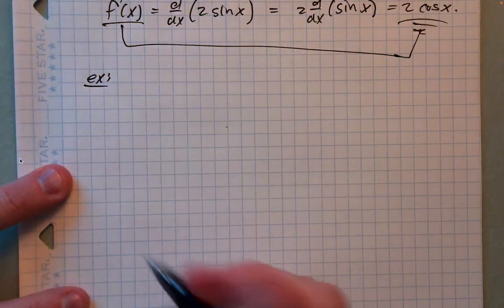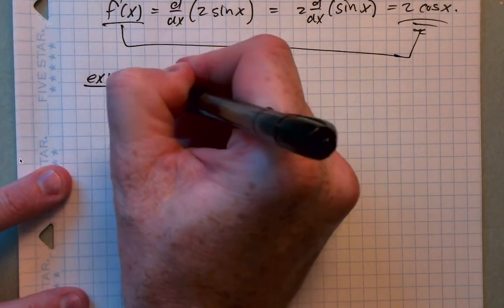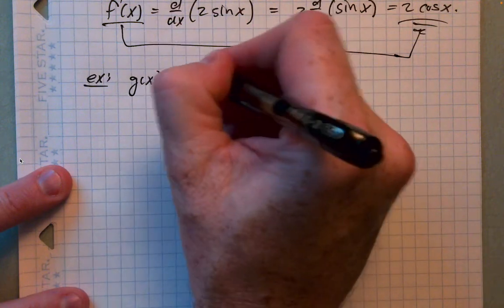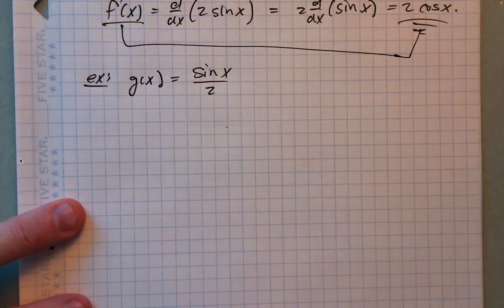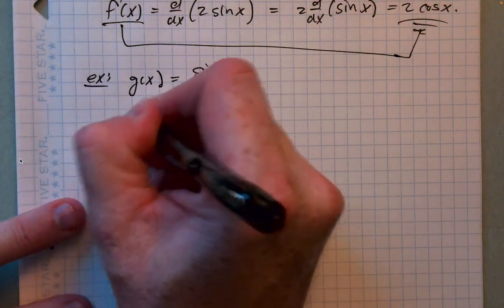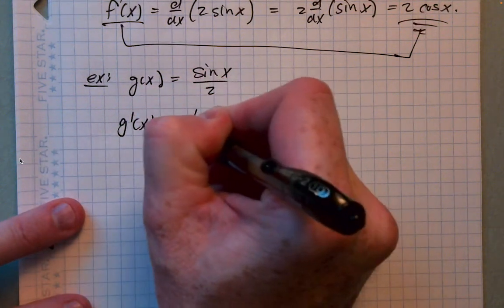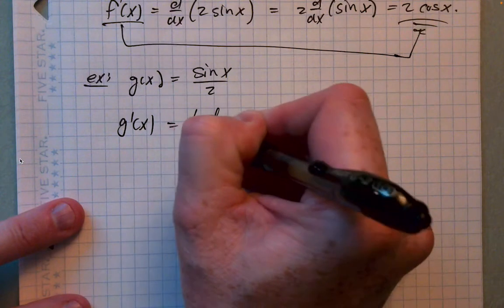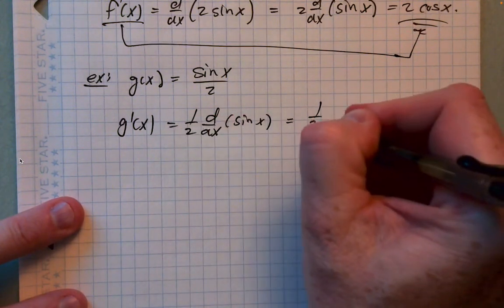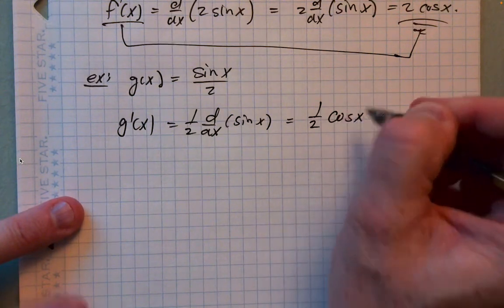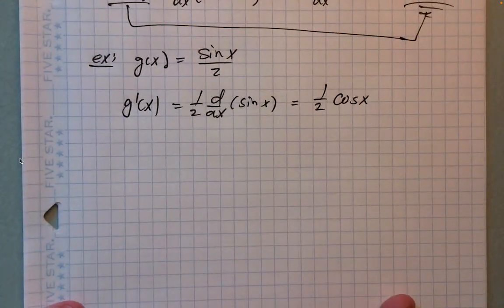How about another example? Let's say g of x equals sine of x over 2. Again, this one is very straightforward, hopefully. g prime of x equals 1/2 d dx sine x. All right, so that's 1/2 cosine of x, isn't it?